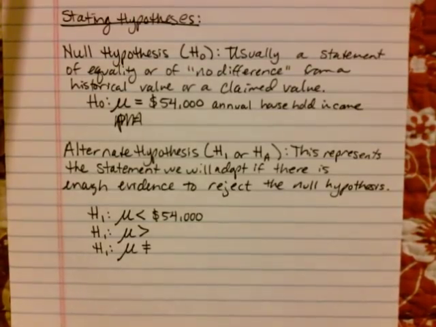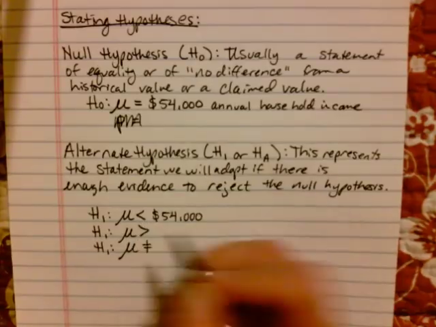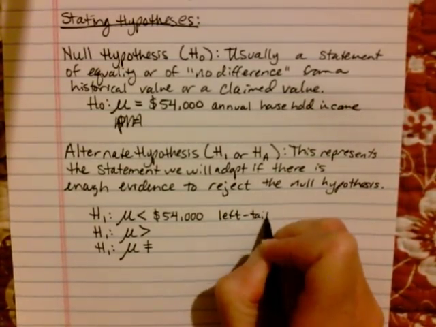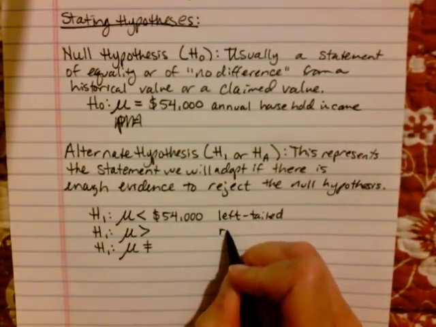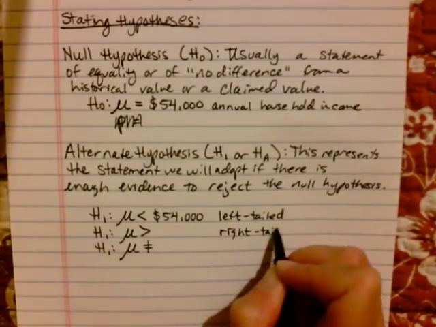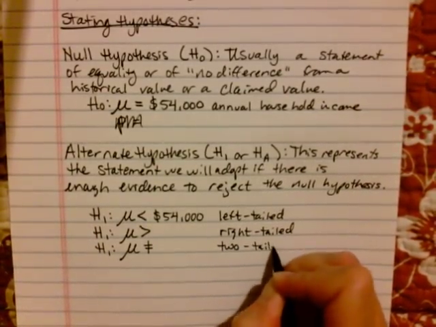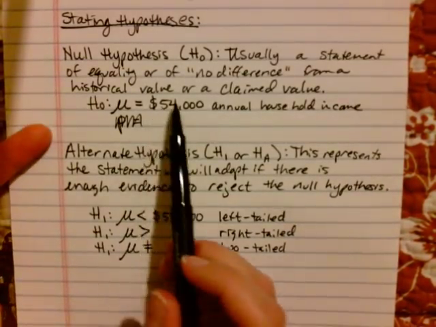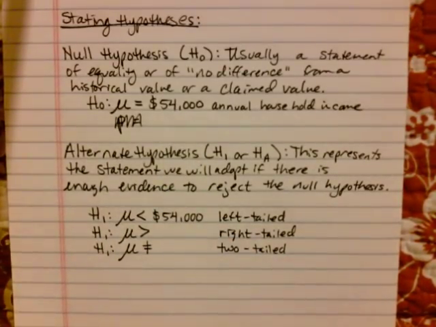And each of these types of tests has its own name. If your alternate hypothesis is a less than symbol, that is a left-tailed test. If you're dealing with a greater than symbol, that is a right-tailed test. And if it's a not equal to, that's what's called a two-tailed test. But for our example, we've got mean equal to 54,000 for our null, less than 54,000 for our alternate.